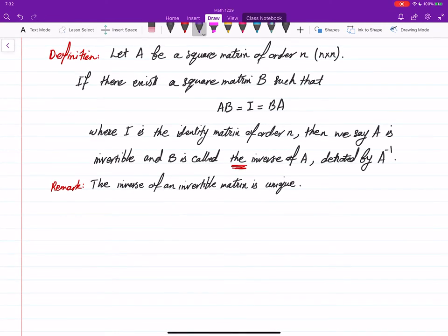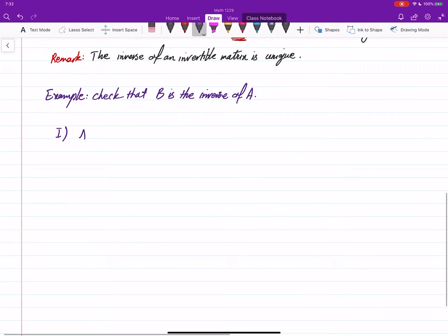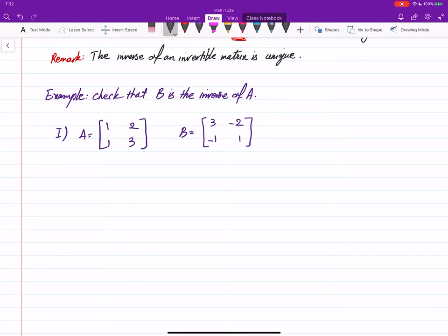Okay, let's do at least one example. Check that B is the inverse of A. Let me write what A is. A is 1, 2, 1, 3, and B is 3, negative 2, negative 1, 1. To check if one matrix is the inverse of the other, you need to multiply A by B from left or right and show that these are identity matrices. Let's do this.